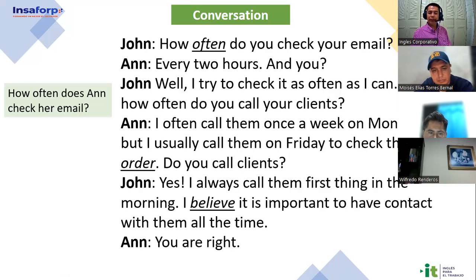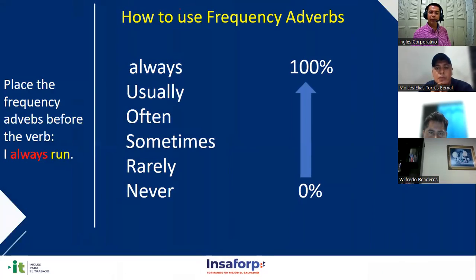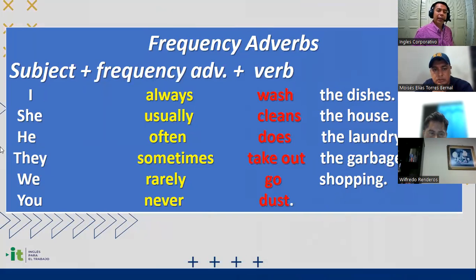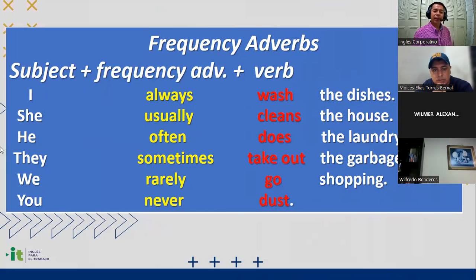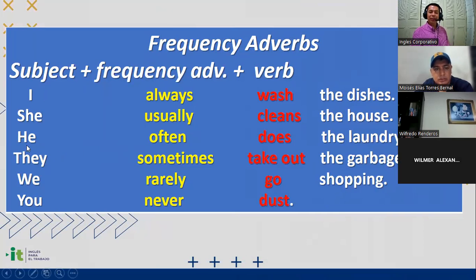Here, right? The frequency adverb. Okay, ladies and gentlemen, the frequency adverb, right? Here we have some examples of the use of frequency adverbs. We have the subject: I, she, he, they, we, you. And it could be whatever. It could be my friend, my brother, my sisters, my classmates, my parents, firulais, fido, misifus, etc., right?